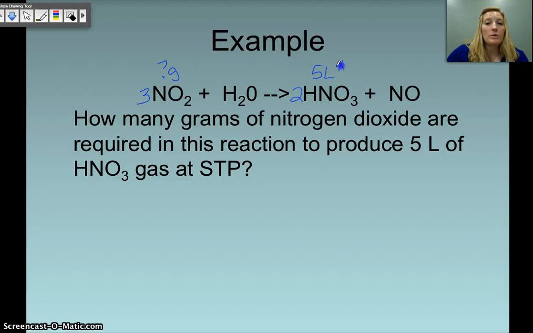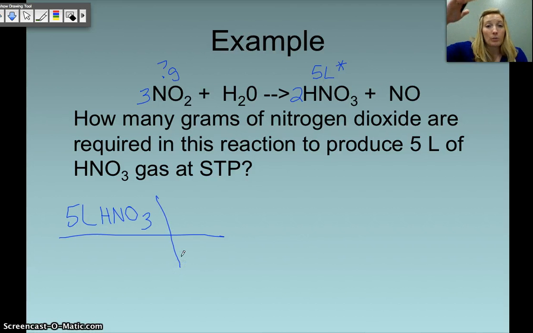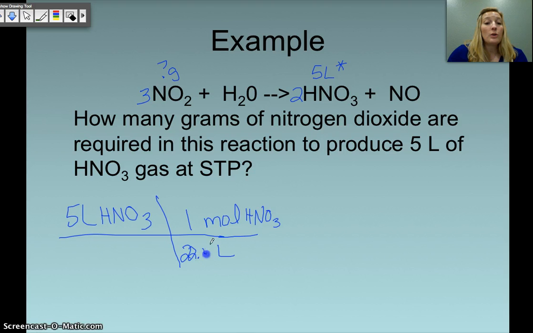Again, start with what we know, and we know that we have 5 liters of HNO3. So that means that we are starting at the volume part on the map. We are trying to get to grams of something else. So if we look at that pathway, we're going to have to go volume to moles, moles to moles, moles to grams. So volume to moles, liters on bottom, moles on top, because that's where we're going. And we know that 1 mole of HNO3 is equal to 22.4 liters of HNO3 at STP. So our liters are going to cancel.